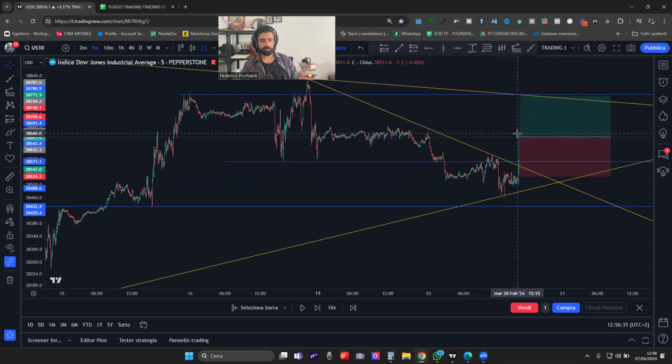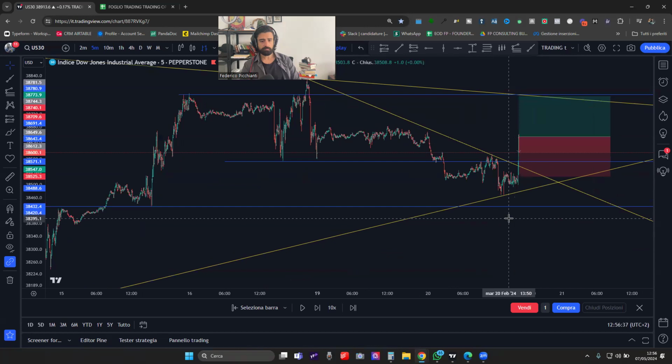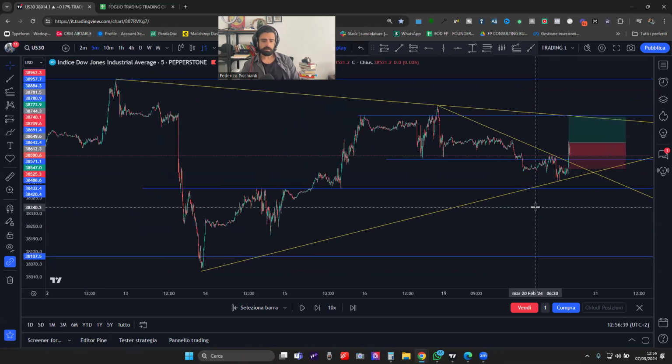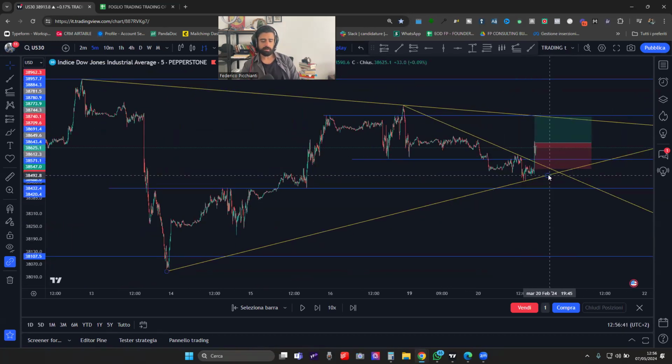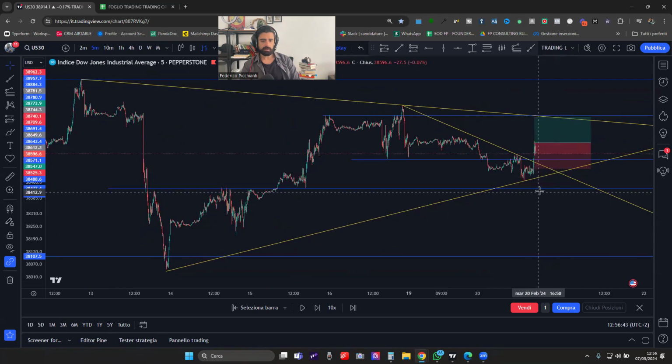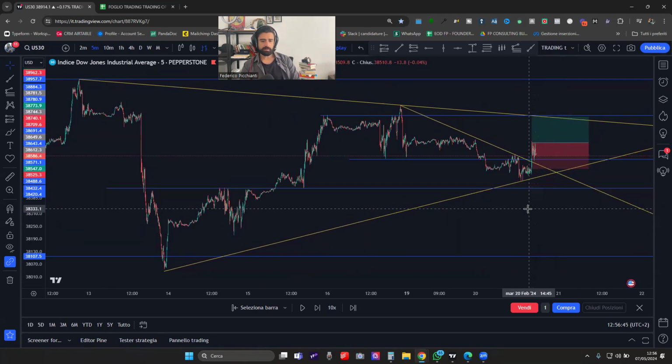Probably this is when the market opened. Yeah, in Italy it opens at this time. So I just go long, and if it bounces back down here, probably I'll go long again, just try to close at break even and see if I can take some profits here.